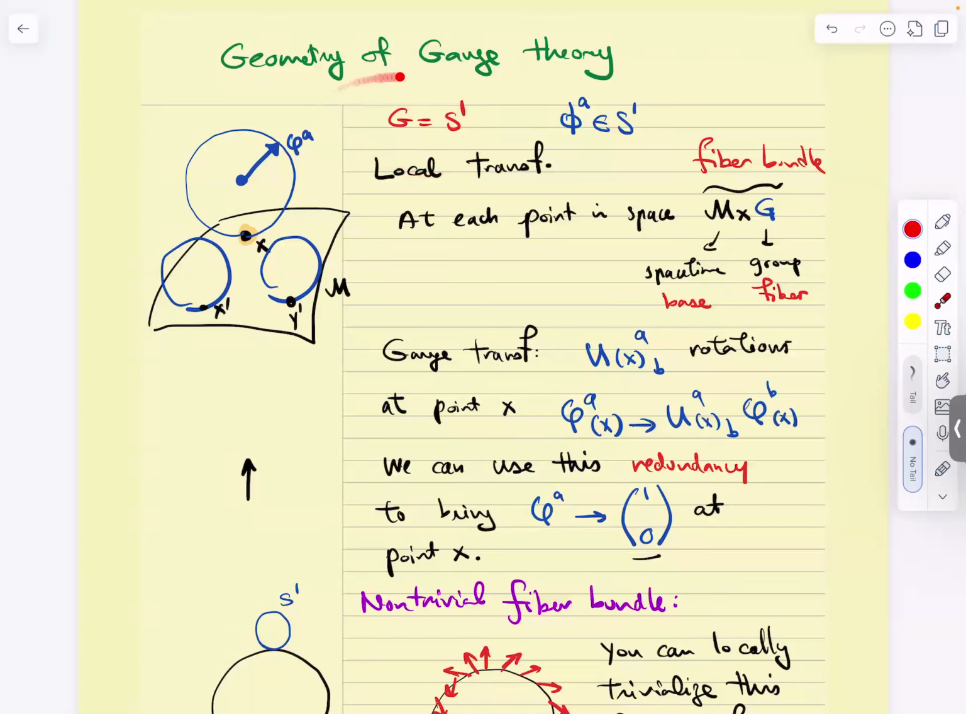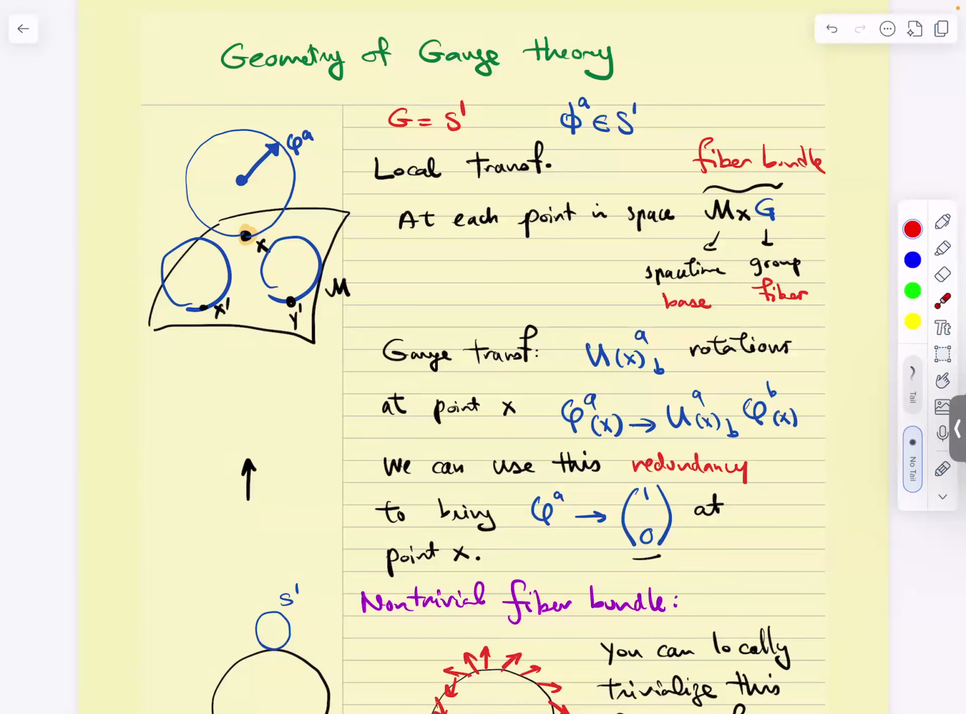Let's say G is S1, right? So phi A is just an angle on S1. At each point in space, you have a base manifold. So now what I'm doing is I'm imagining both M and X at the same time. This is called a base. This is called a fiber. The whole thing is called a fiber bundle.